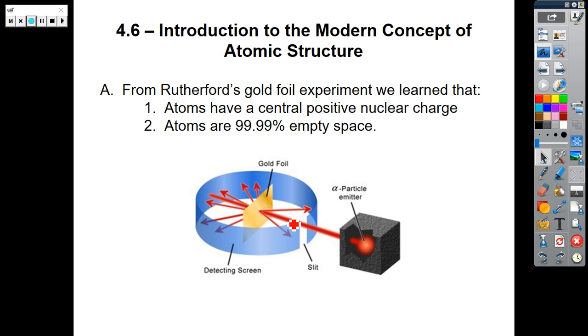And what he noticed was that most of the radiation went straight through the foil. It didn't bounce off. A little bit of it bounced back, but most of it went through the foil. And so he was trying to think of, well, wait a minute, this is a solid sheet of gold foil. How is this radiation going through the foil without making any holes in the gold foil or anything like that?